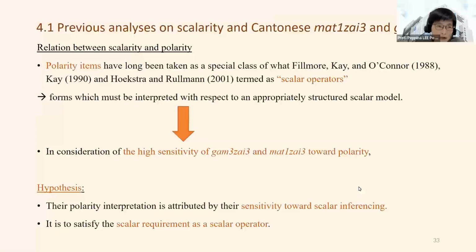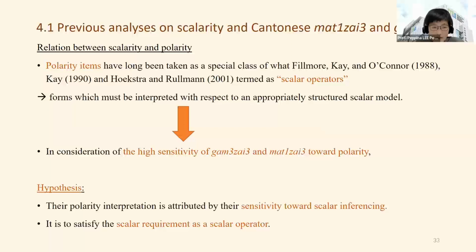The second relation is between scalarity and polarity. In fact, previous analysis already mentioned that polarity items have long been taken as a special class, which they call scalar operators. Previous analysis says that they are forms which must be interpreted with respect to an appropriately structured scalar model. In other words, if you want to say something is a polarity item, it has to go with the polar of the propositions, which must be on a platform which is structured and scalar.